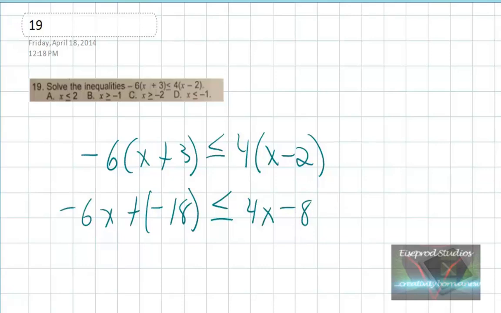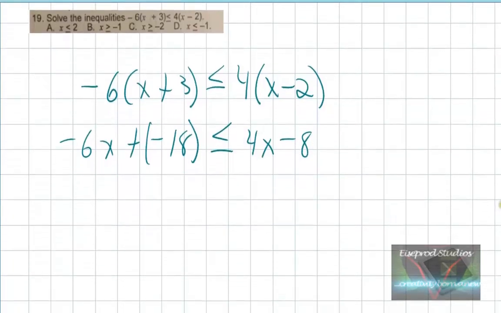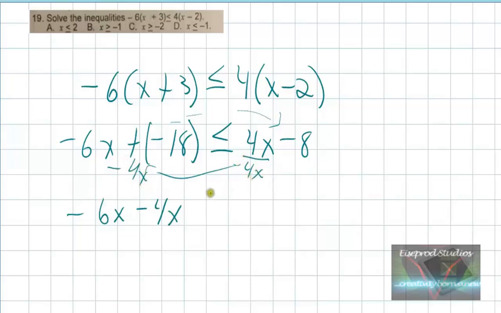Okay, so the next thing that we're going to do is we're going to start isolating x. So with that, what that means is that I'm going to put this 4x on this side, and I'm going to move this negative 18 over here. So it's going to be negative 6x minus 4x, because I subtracted 4x from both sides, is less than or equal to positive 18, because I add 18 to both sides, minus 8.